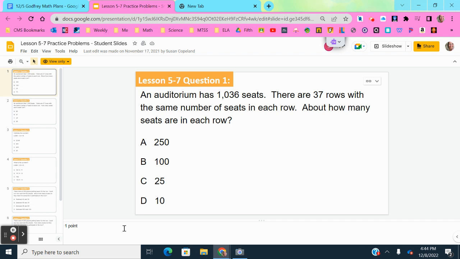Hi, I've had a parent ask for some information on how I am teaching division to your children, and he wanted to be able to help. So I thought I would just share this with everybody. So we're starting off with this problem.